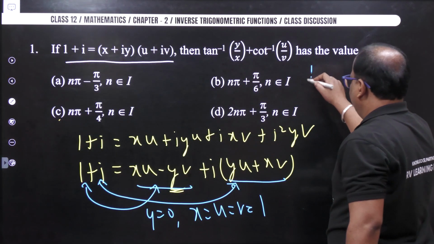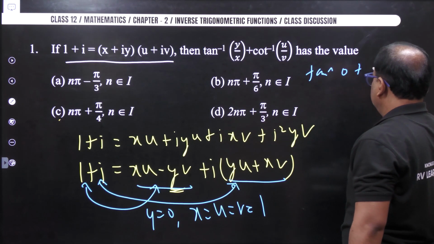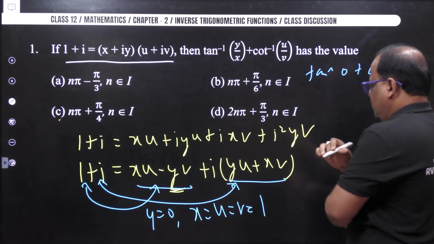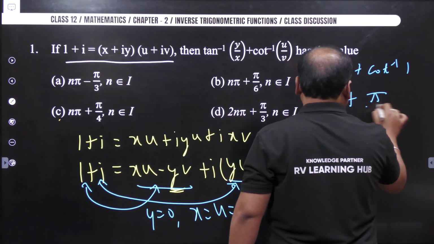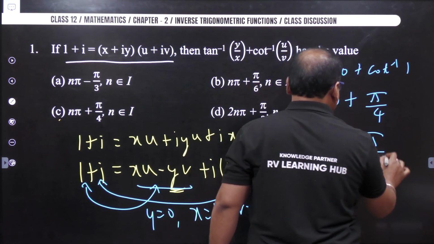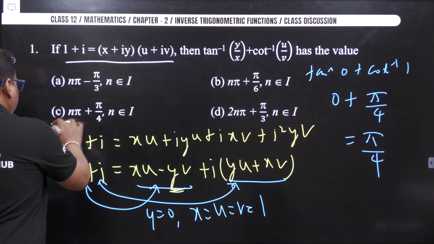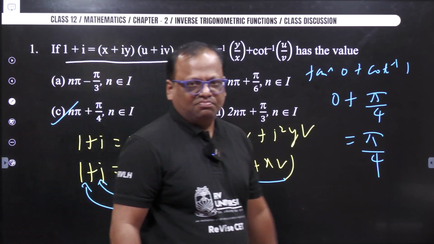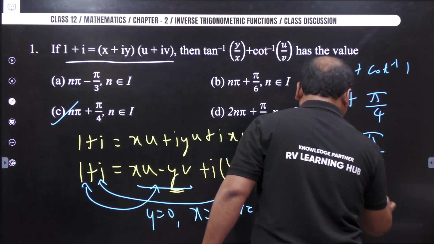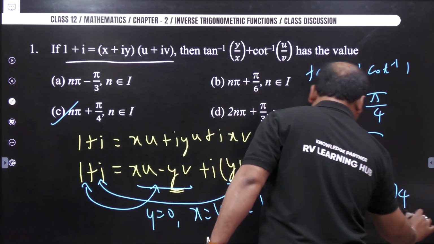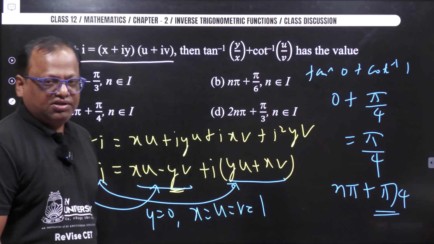See, tan inverse of 0 by 1 is 0 plus cot inverse of u by v, that is 1 by 1. So this is 0 plus pi by 4. So my answer is pi by 4. Where is the general term pi by 4? Pi by 4 is option C. The general form is n pi plus theta, so n pi plus pi by 4. This is the easiest method I have discovered. This is the shortcut I am telling you, students.